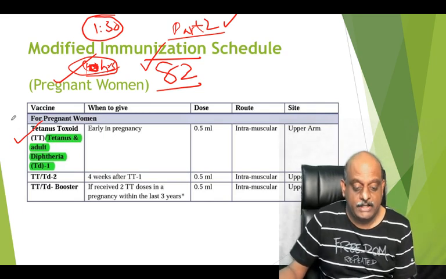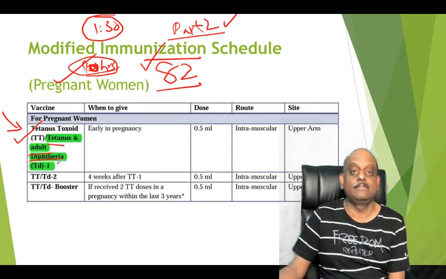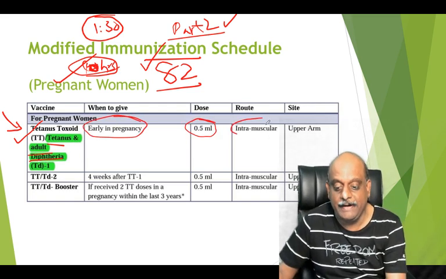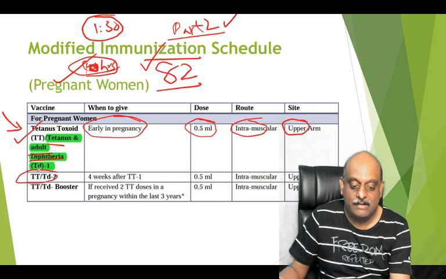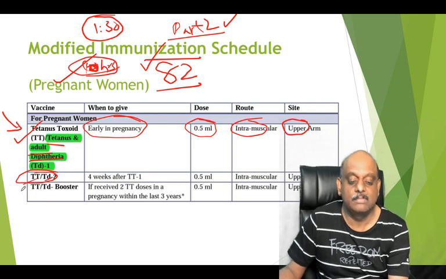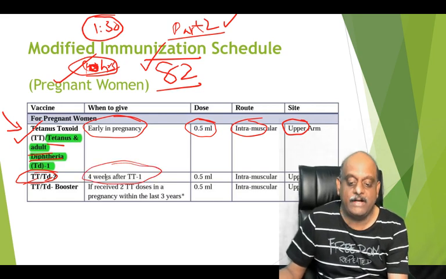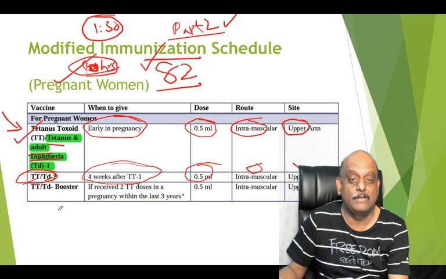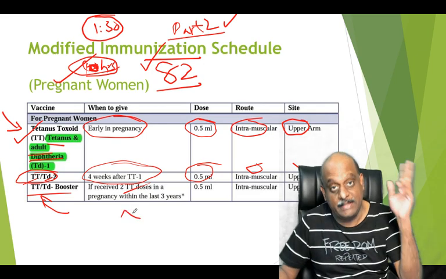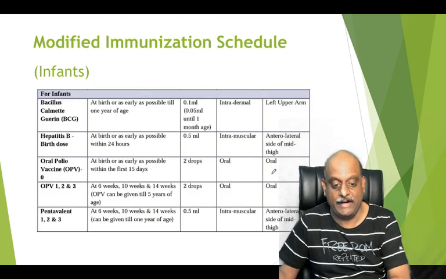Now doctor, tetanus toxoid, tetanus and adult diphtheria, TD1, early in pregnancy, 0.5 ml intramuscular upper arm. Then TD2, 4 weeks after TT1, 0.5 ml IM upper arm. Then TT or TD booster, if received 2 TT doses in pregnancy within the last 3 years, 0.5 ml IM upper arm. We are not going to forget.